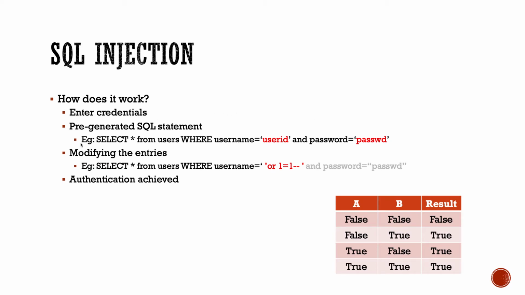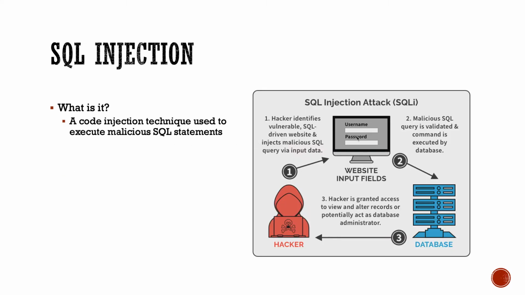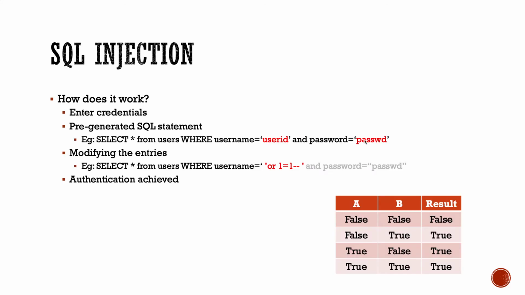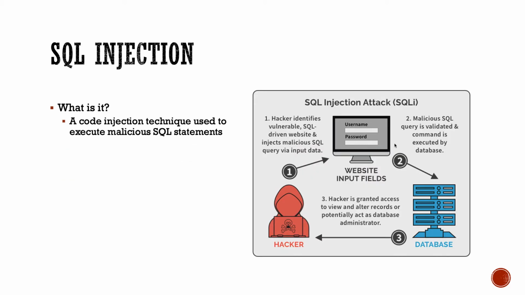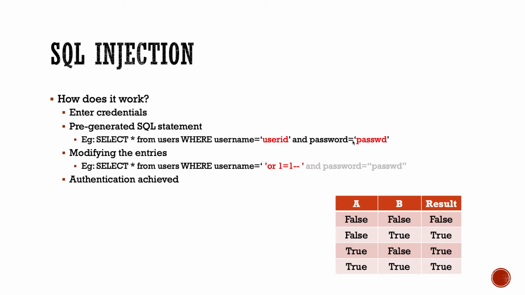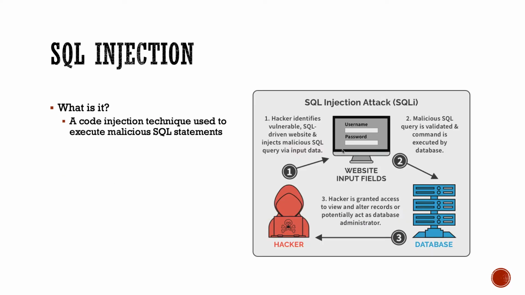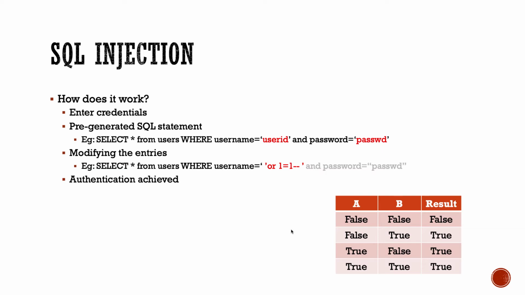So this is an example: select star from users. Users is a table on the database where the username is equal to the user ID that we entered here, and the password is equal to the password that we entered here. This pre-generated SQL statement is sent to the database, and then it executes it on the database, returns the results, and we can see it.